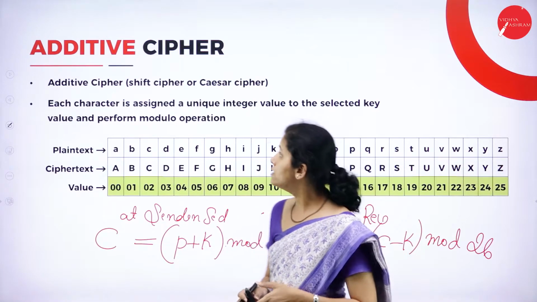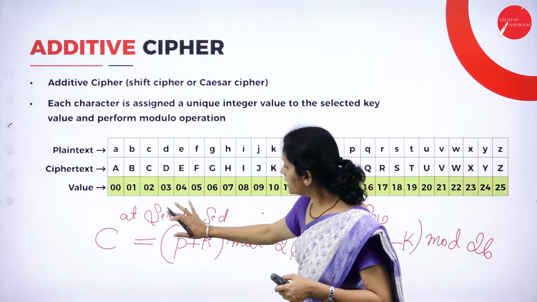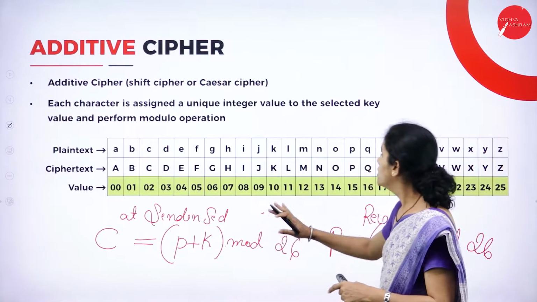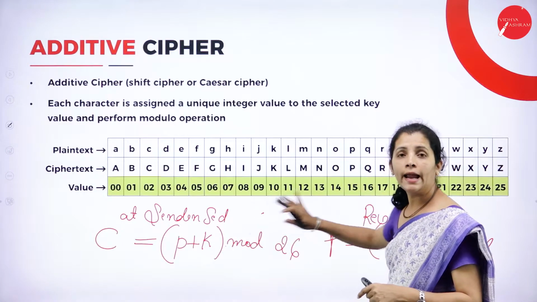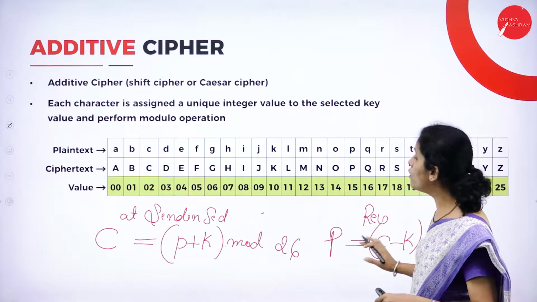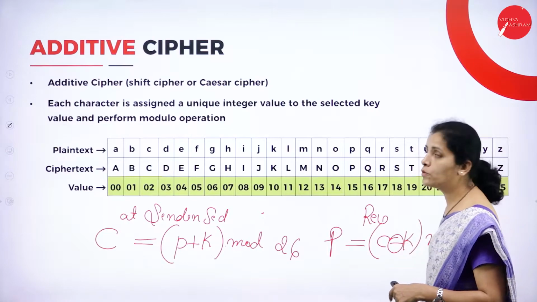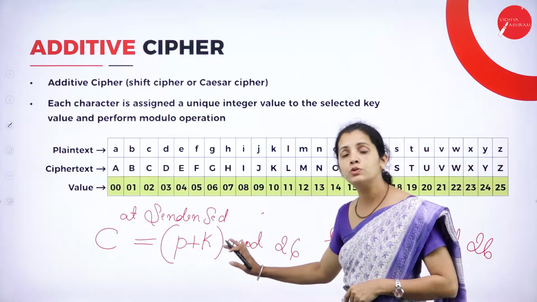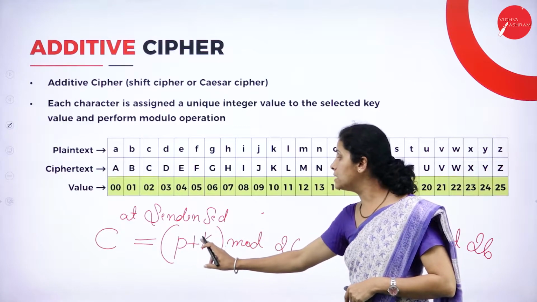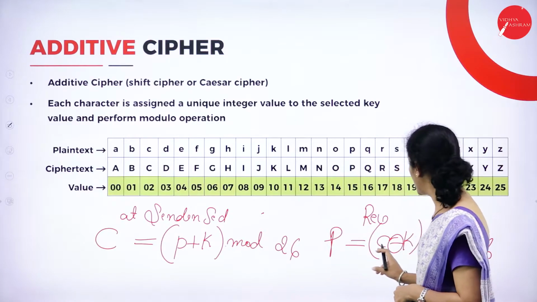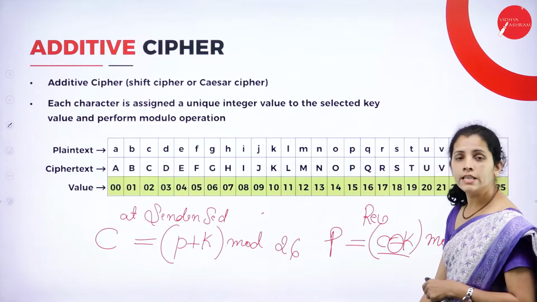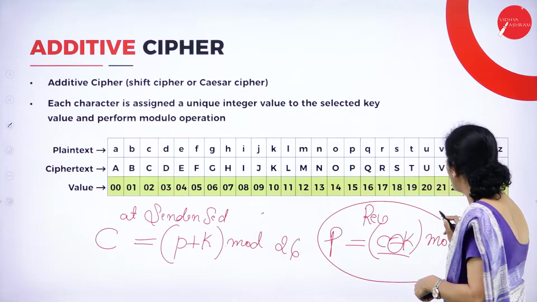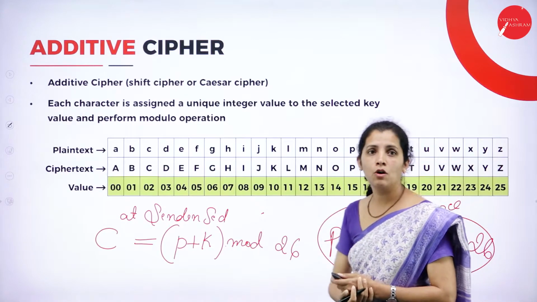So dear student, if I consider additive cipher, at the sender side I'm going to perform addition, and I want to perform the inverse at the receiver side. And how can I perform inverse? For that, here I'm going to use the minus symbol. So dear student, what is the formula used to encrypt here? That is P plus K mod 26. And what about this one? C minus K mod 26. This is my decryption algorithm and this is my encryption algorithm.